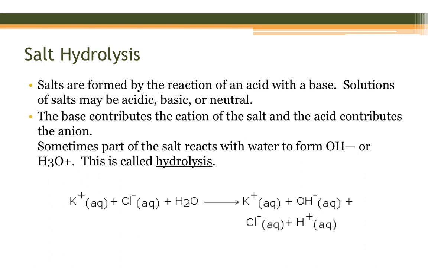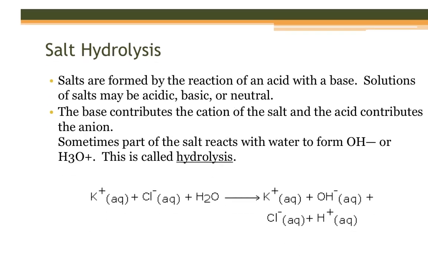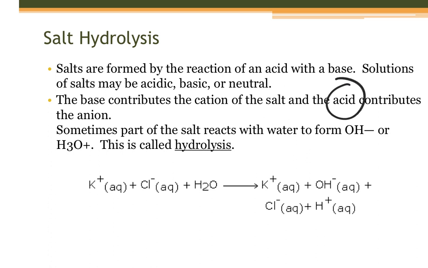The base actually contributes the cation of the salt, and the acid contributes the anion of that salt. So the acid is going to lose the hydrogen ion, and the base is going to lose the hydroxide ion. What will be left is the cation from the base and the anion that came from the acid. Sometimes part of the salt reacts with water to form hydroxide or hydronium, H+.